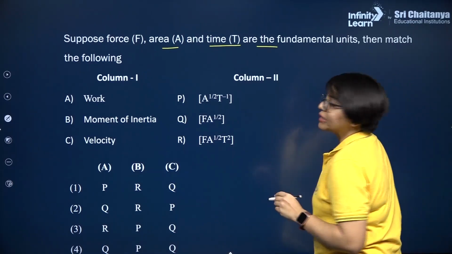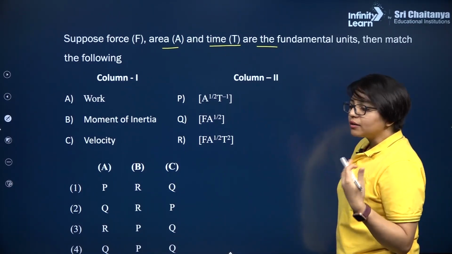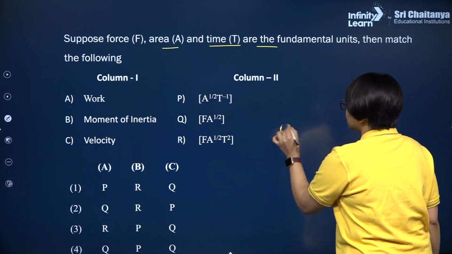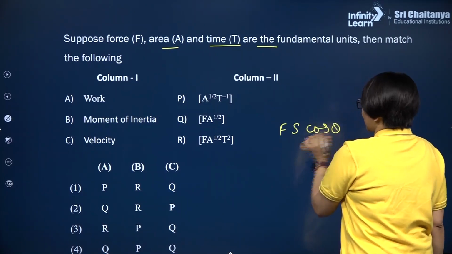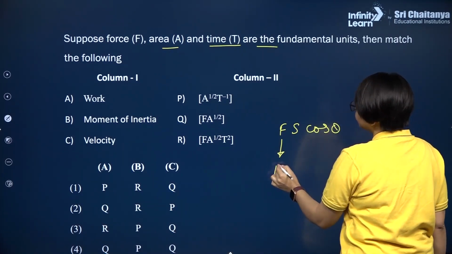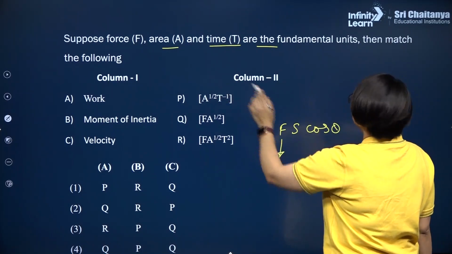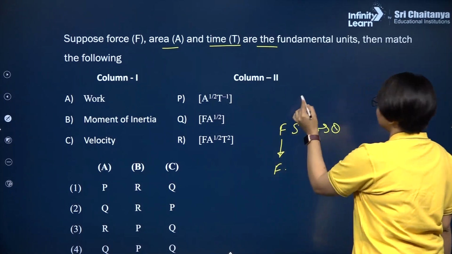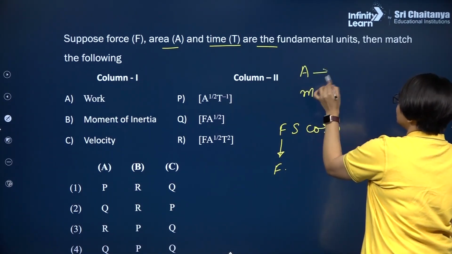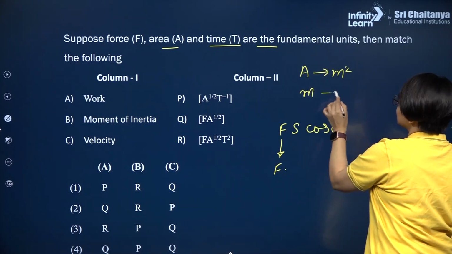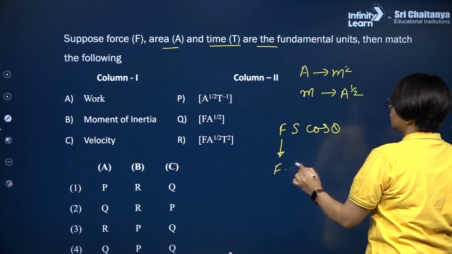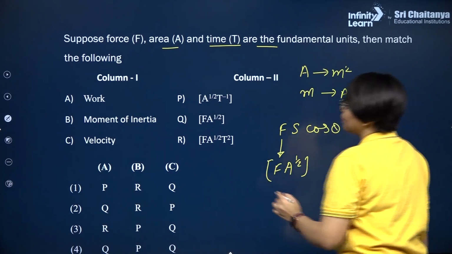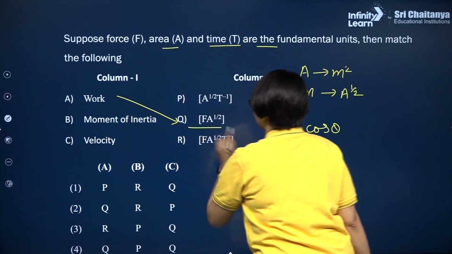So work is what? If you talk about the work done by a constant force, it is Fs cos theta, right? So F is measured in Newton. Over here we need to consider one of the fundamental units as force. S is measured in meter and area is measured in meter square. So basically meter is area to the power 1 by 2. So it is force into area to the power 1 by 2, F into area to the power 1 by 2. So work is matched with Q.